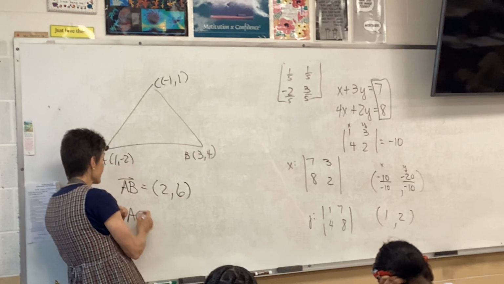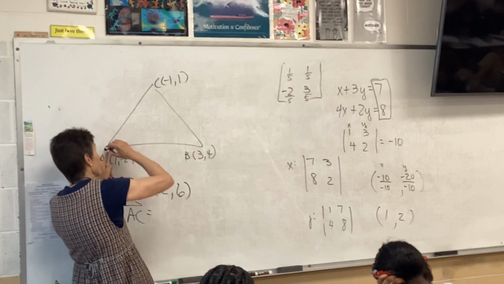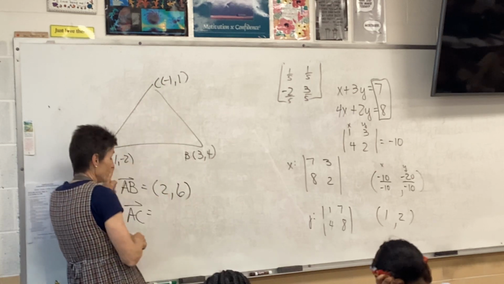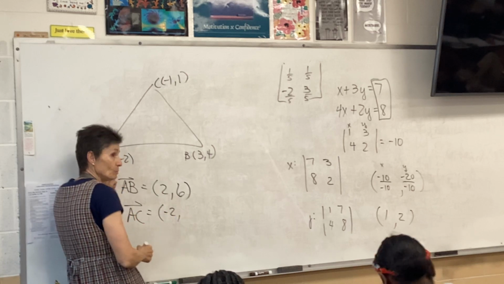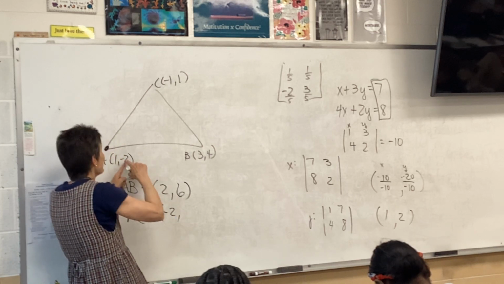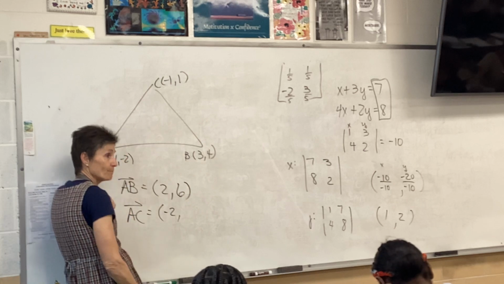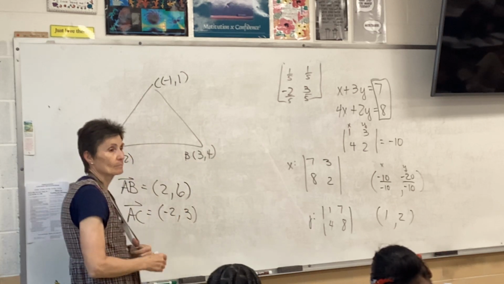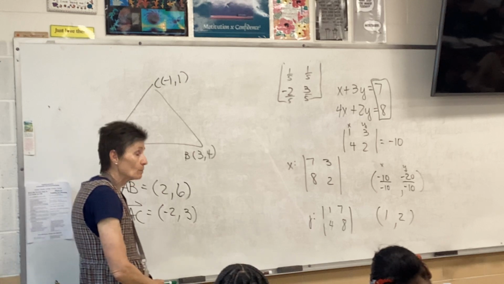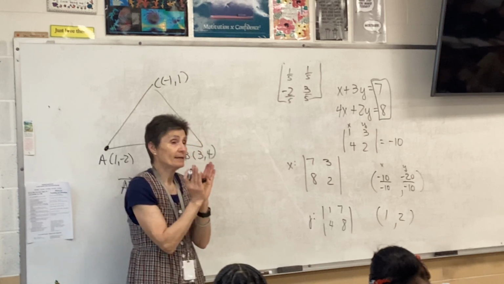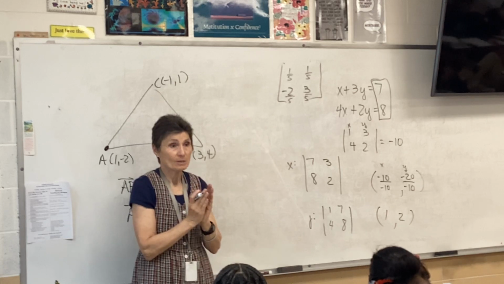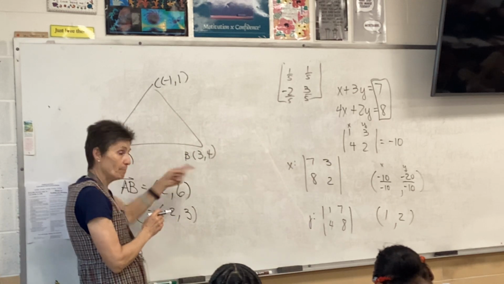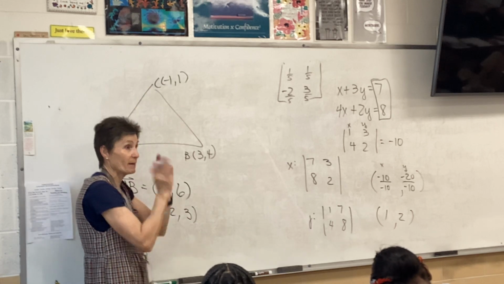Now, A to C. I went here, now I'm gonna go here. So that would be 1 to negative 1, minus 2, negative 2, and negative 2 to 1, positive 3. Now, one more time. I did AB, AC. You could do CB, CA. It doesn't matter. BC, BA, doesn't matter. Just pick a point and go.